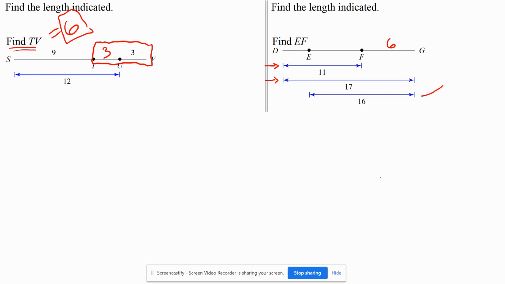Now, let me take a look at my last segment here. Segment EG. The whole from E to G is 16. I know from F to G is 6. Then we can agree that EF is 10. Because remember, the whole thing is 16. I can figure out what DE is. Matter of fact, it is 1. I get that from the first segment. The whole DF is 11. Part of it is 10. I can agree this is 1. I don't need that though, because my question here is EF. Find EF. What's the distance between E and F? 10.